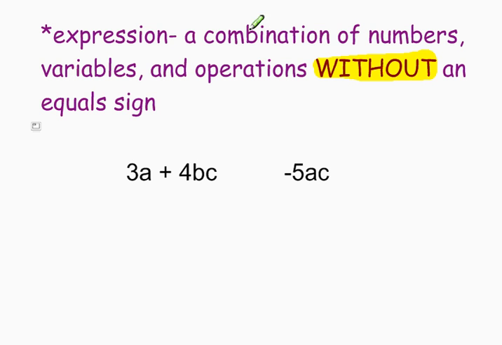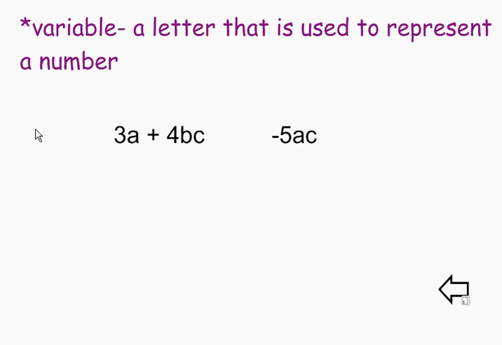So an expression is a combination of numbers, variables, and operations without an equal sign. And we should probably talk about what the word variable means as well. One more definition for your notes. Variable is a letter that is used to represent a number.